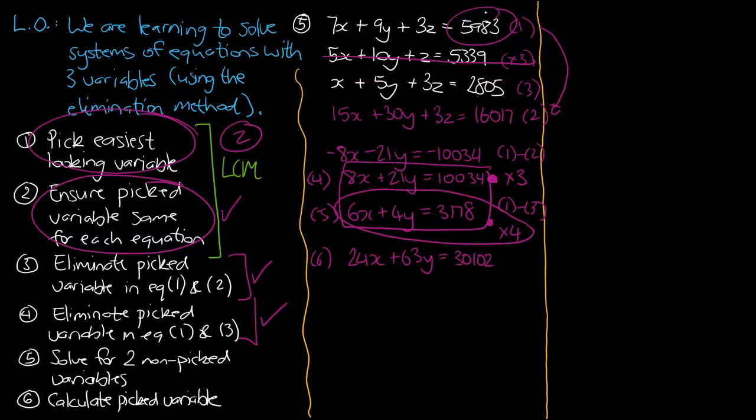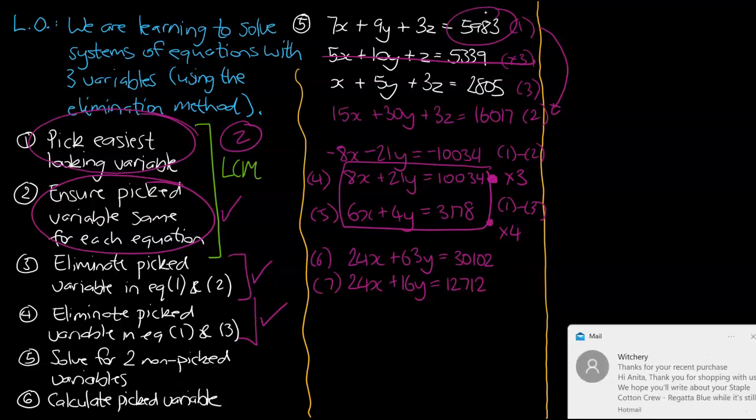We're now going to do the timesing by 4. So I've got 6x times 4 is 24x. And that's nice because they're both 24x now. I've now got 4y times 4. That's 16y. And then finally, I've got 3,178 times 4. That's 12,712. And we're going to call that equation number 7.